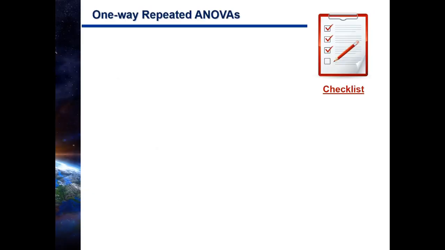I want to move on and talk to you about a one-way repeated ANOVA. And we're going to start with the usual, which means we're starting with the checklist. So when would you use a one-way repeated? Well, it is a one-way, so that means you have one factor or independent variable, and that independent variable has to have at least 3 or more levels.